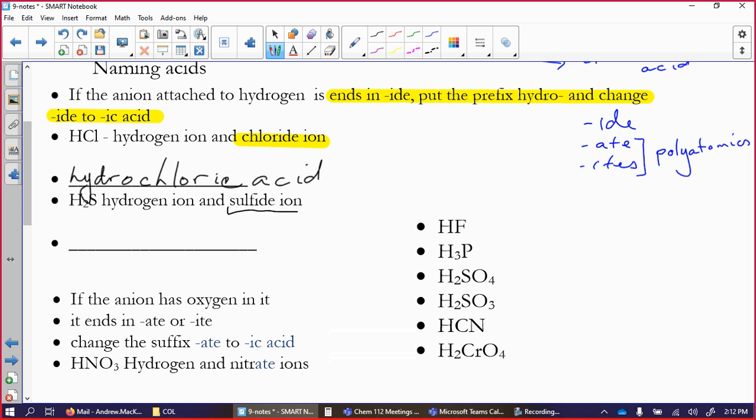H2S is hydrogen with sulfide. Hydro. Sulfur is one of the, I don't know why, sulfide. This one, we're not going to change it to just hydrosulfic. We're going to put the UR back in: hydrosulfuric acid. The mineral acids, and sometimes these are called that because they're from salts of minerals that are in the ground a lot.